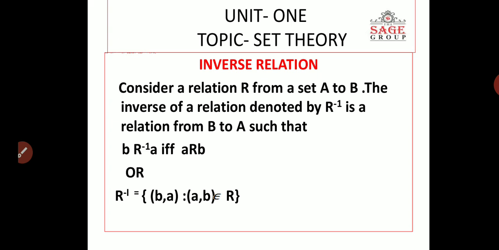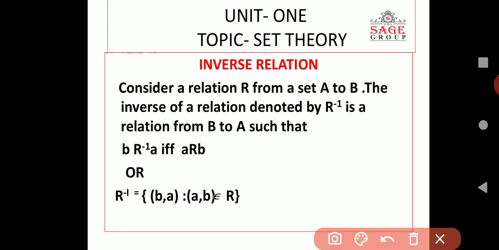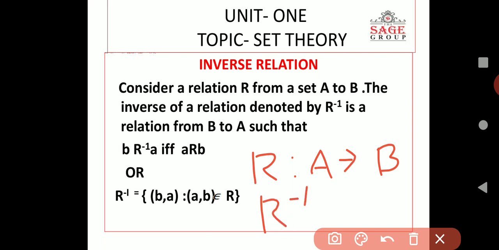Consider a relation R from a set A to a set B. Then the inverse of the relation is denoted by R inverse, and it is a relation from the set B to set A. So if R is any relation from set A to set B, R inverse is the inverse relation, and it is from B to A.